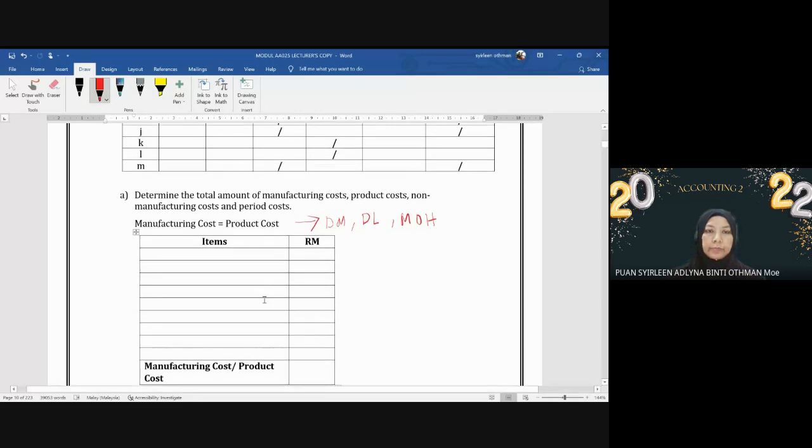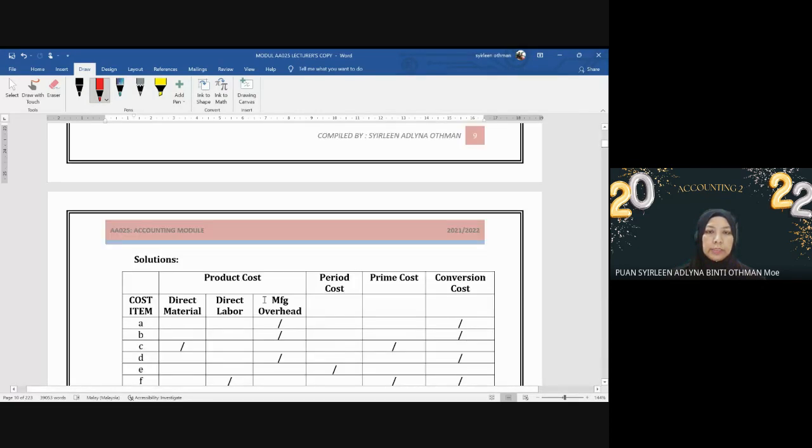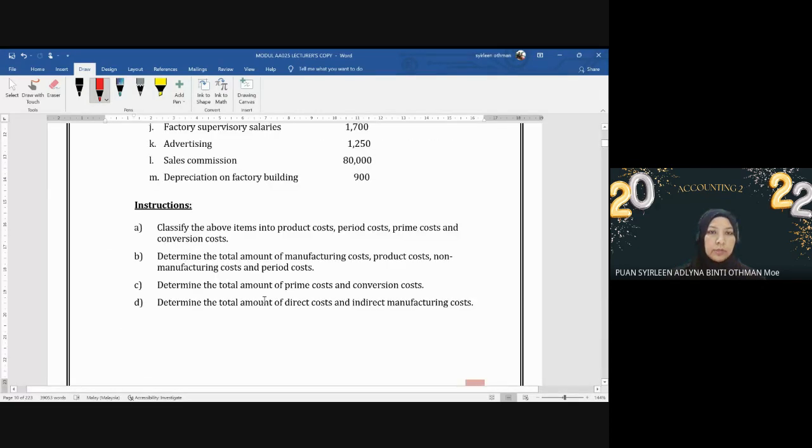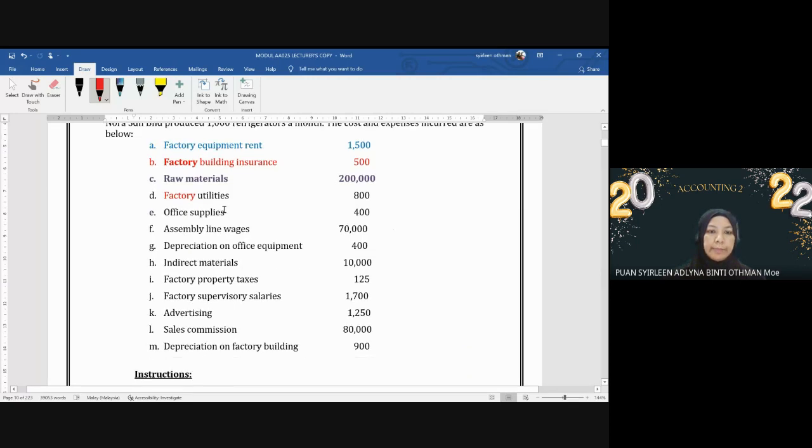Okay, alright. So kalau you tengok dekat sini, I go back to the cost. You have A sampai M. Untuk direct material is very easy. Sebab direct material, as I mentioned yesterday, kita cuma ada satu saja item for your level. Hanya ada satu saja item untuk direct material. So dekat sini your raw material will be your direct material.